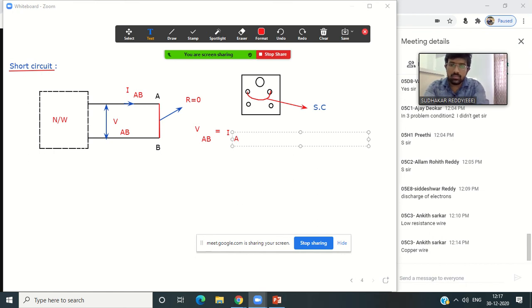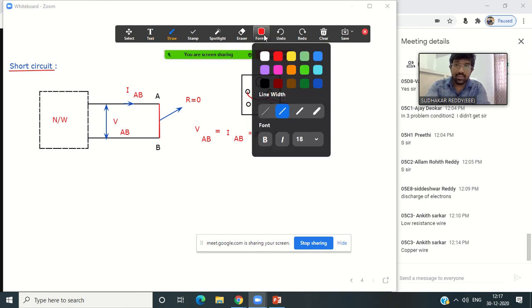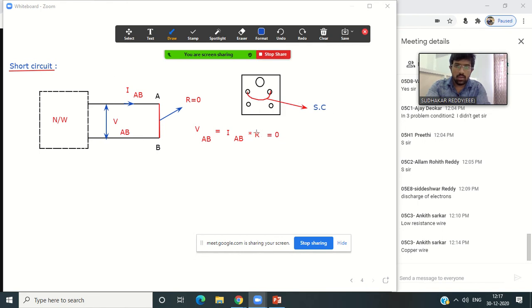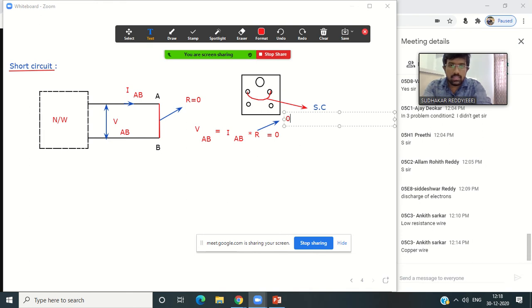But here the resistance offered by the conductor is how much? 0, right? Yeah. So if the resistance value is 0, then what about the voltage across the 2 points AB? Is there any voltage? 0. Good. So there is no voltage there. That means when there occurs a short circuit, the voltage value is 0. Everyone accepted? The voltage value is 0 because the resistance of the conductor is 0.